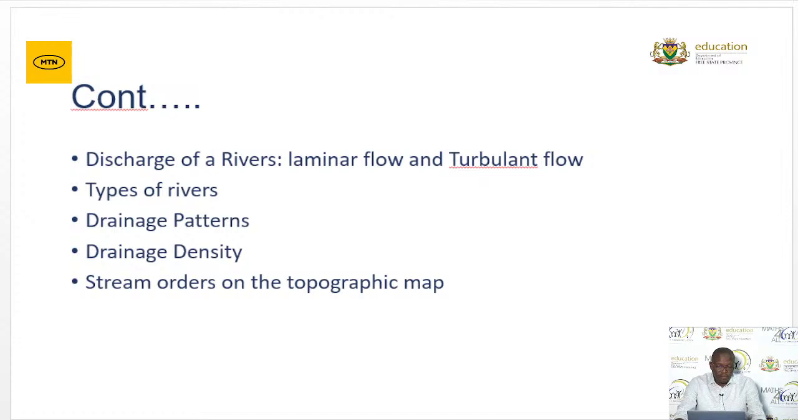Stream order of a topographic map, for example, one must be able to give the definition for stream order, and then also be able to give us the stream order of a drainage basin in terms of that content. And then fluvial processes, river profiles, we're having cross and longitudinal profile, stages of a river. I've talked about that. Fluvial landforms: meanders, oxbow lake, braided stream, floodplains, natural levees, waterfall, rapids, and also delta.